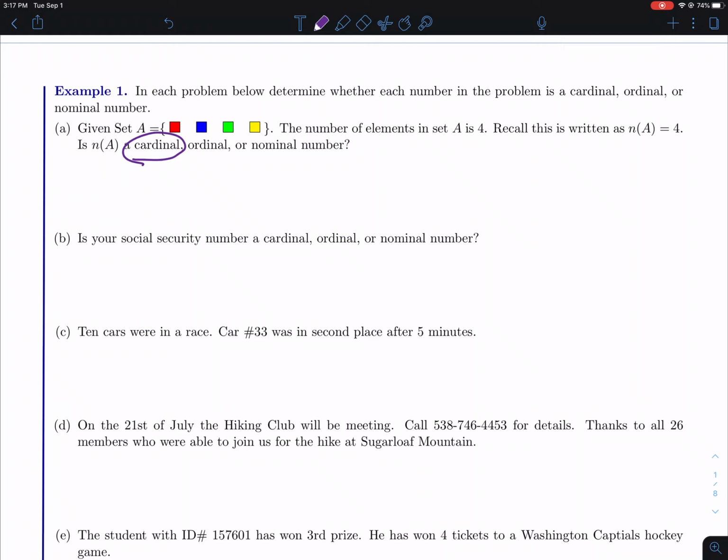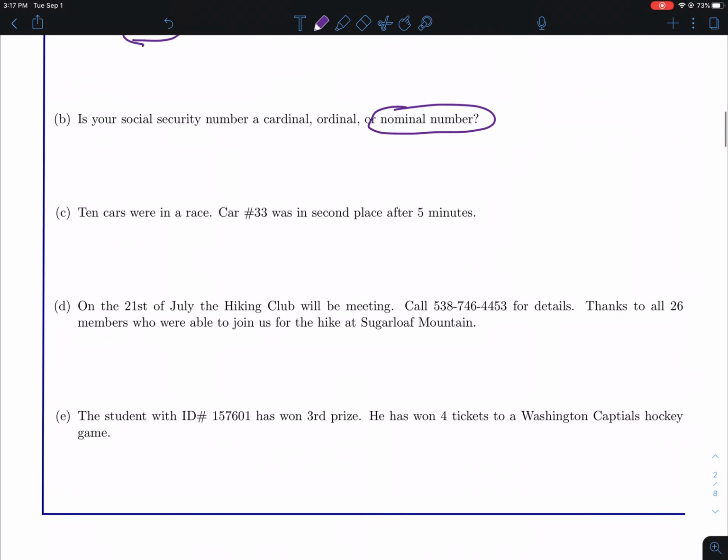Is your social security number a cardinal number, ordinal number, or a nominal number? Since it identifies you, it would be a nominal number in this case. All right, so now we've got a bunch of numbers in this one. 10 cars were in a race. Car number 33 was in second place after 5 minutes. In this case, the 10 would be a cardinal number because it's how many actual cars were in the race. Number 33 is the identifying number, so it would be nominal.